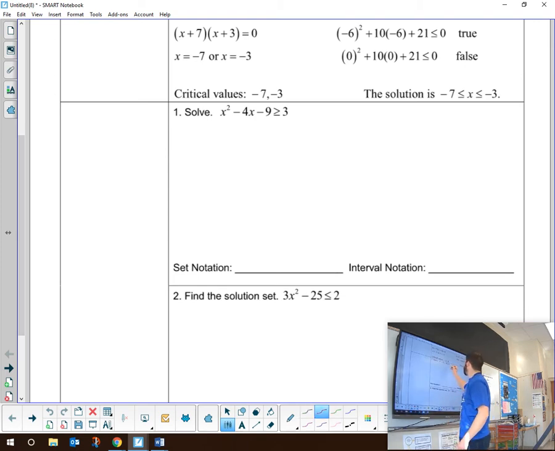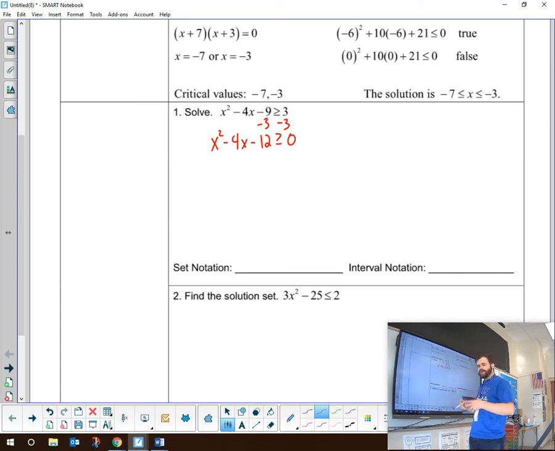So I'm going to move my 3 over to this left side, and I'm going to get x squared minus 4x minus 12 is greater than or equal to 0. Now this is important because now everything's equal to 0, so now I can factor and I can graph it out.